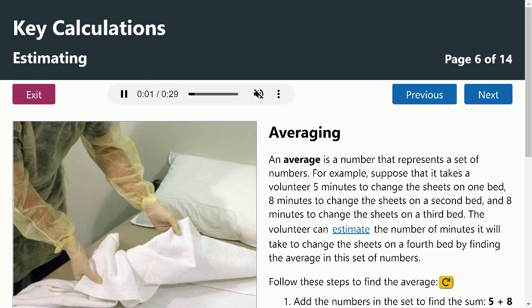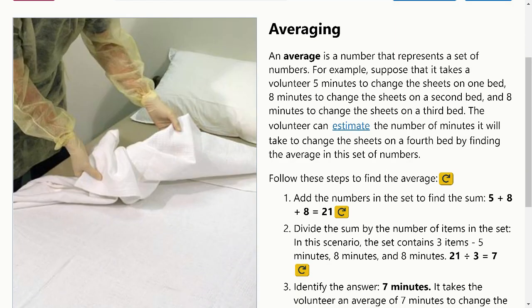Averaging. So an average is a number that represents a set of numbers. For example, suppose that it takes a volunteer 5 minutes to change the sheets on one bed, 8 minutes to change the sheets on a second bed, and 8 minutes to change the sheets on a third bed. The volunteer can estimate the number of minutes it will take to change the sheets on a fourth bed by finding the average in this set of numbers.